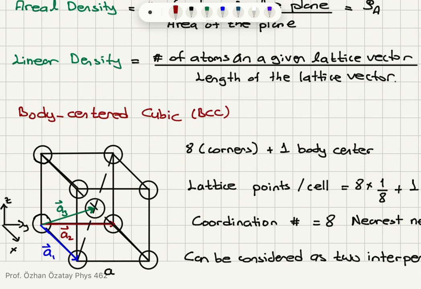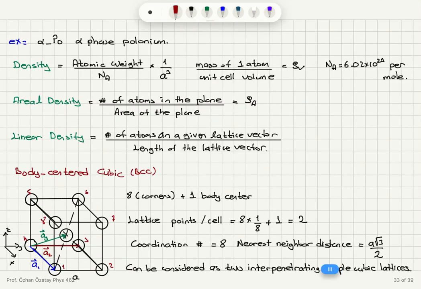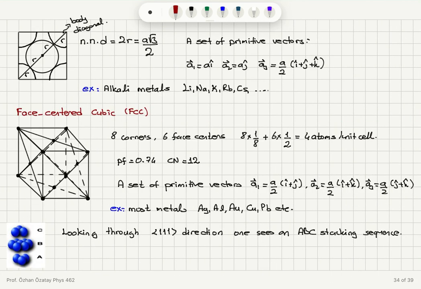If you start counting, the nearest neighbor distance is a√3/2. So this would be 1, 2, 3, 4, 5, 6, 7, 8. I find 8 nearest neighbors for the atom in the middle. So the nearest neighbor distance is a√3, the body diagonal, divided by 2. We can consider this body-centered cubic cell as two interpenetrating simple cubic lattices that are displaced from each other along the body diagonal by a distance a√3/2.